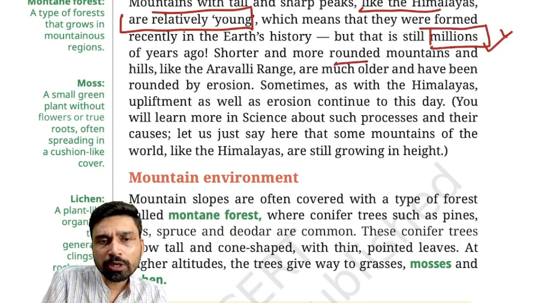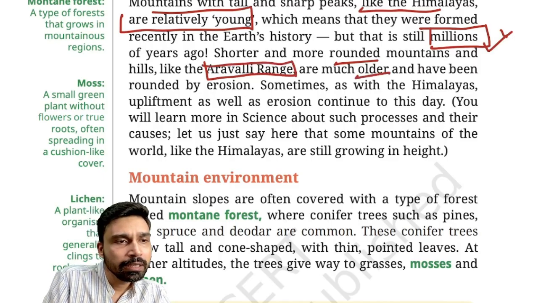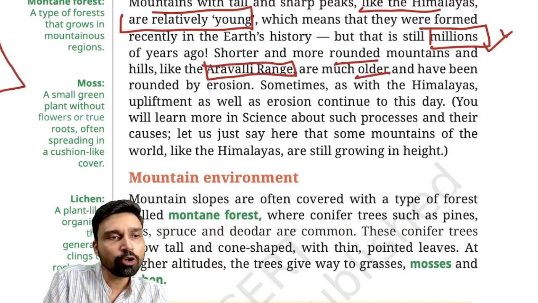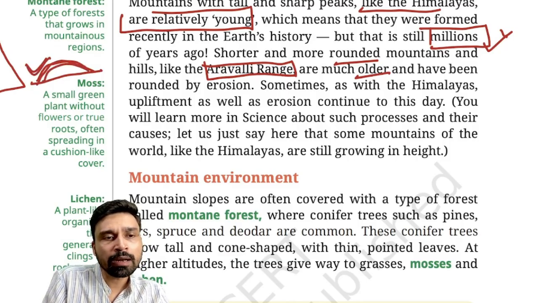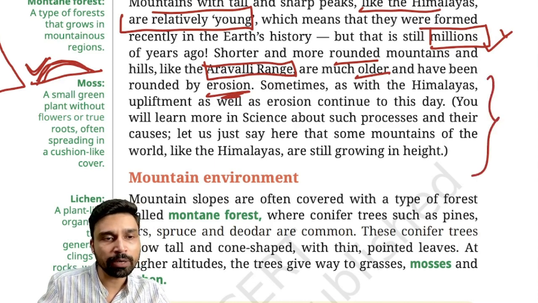Shorter and more rounded mountains such as the Aravalli range, which you will find in the western part of India, are much older. When the mountain is young, they have more of this kind of structure. Peaks are very tall, conical. But when the mountain grows older, it turns into this kind of shape. So the Aravallis generally have this kind of shape, rounded by the continuous effect of erosion. Sometimes, as within the Himalayas, upliftment as well as erosion continue to this day. We'll talk about that in the science chapter.